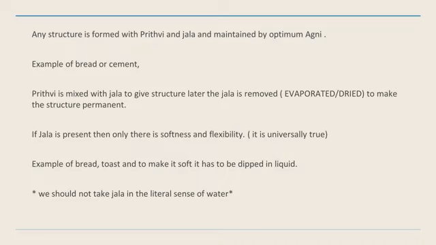If jala is present, then only there is softness and flexibility. In our body, there is more than 70% water. So with this water only, the object sustains. It becomes soft, it becomes flexible. This is what we say is snigdha.